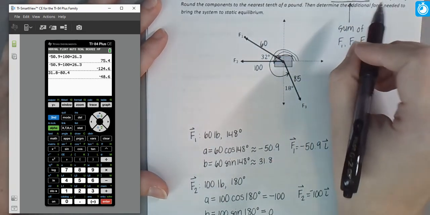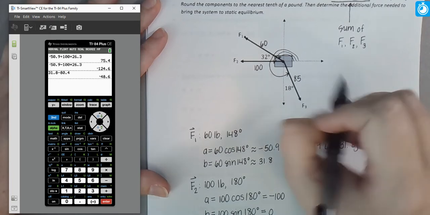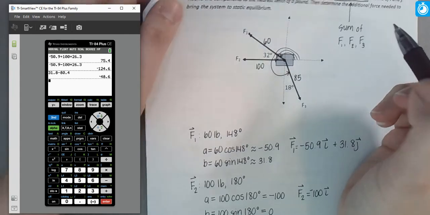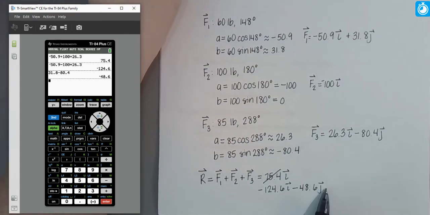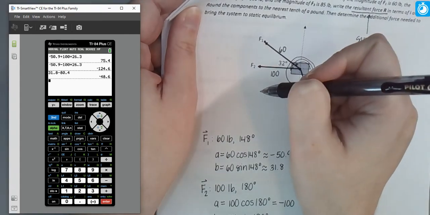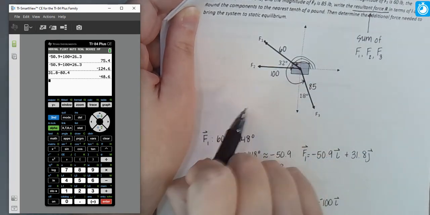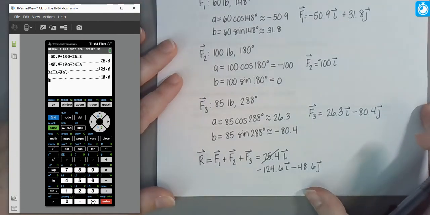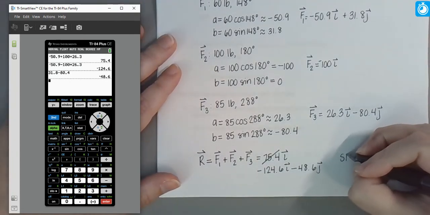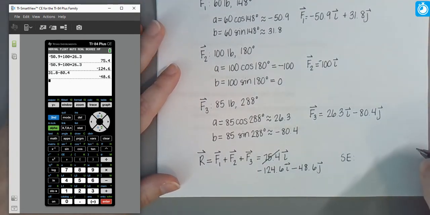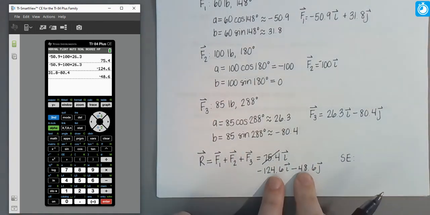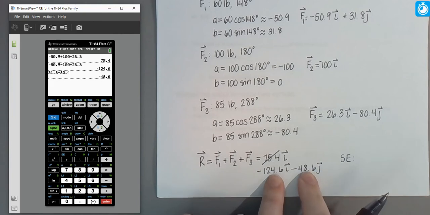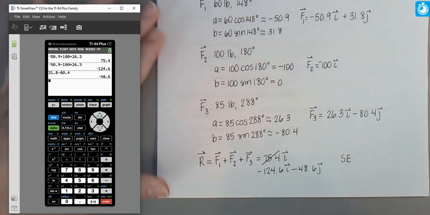So then the question is, what additional force would be needed to bring the system into static equilibrium? In other words, if this is the net force and our object is moving in this direction, what additional force would need to be exerted to stop the object and balance the system? So I'm just going to call this SE. What would we need for static equilibrium? Well, we would need whatever it would take to balance out the I and J, the horizontal and vertical component, and bring everything to zero.